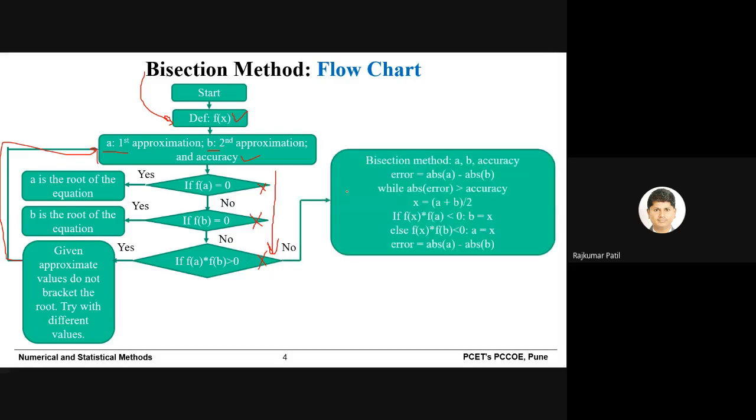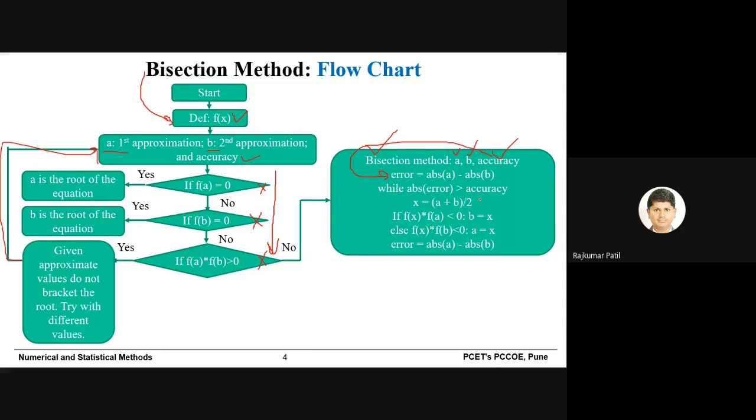Then we will go to loop, that is bisection method loop, where a and b are the two initial approximations. We are deciding our root based on the accuracy level that we need to define, and that accuracy we can express in terms of error, which is equal to absolute value of a minus absolute value of b. This difference, if it is very, very small, then we can say that the difference between the two successive approximations is almost negligible, and we can call it a root of the equation.